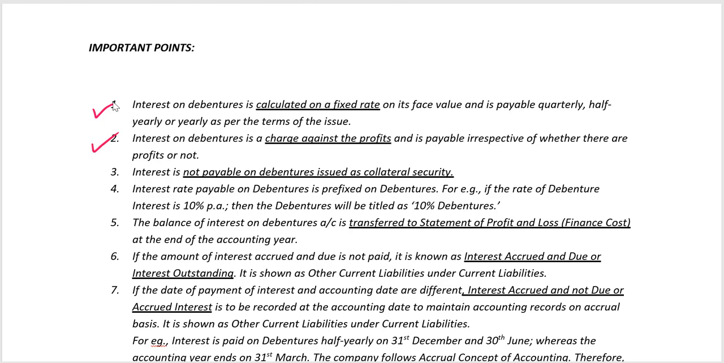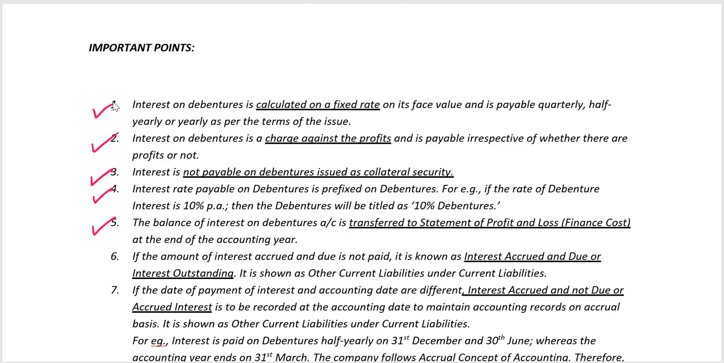Interest on debentures is a charge against the profits and is therefore payable irrespective of whether there are profits or not. We need to remember that interest is not payable on debentures issued as collateral security. The interest rate payable on the debentures is prefixed on the word debentures. For example, if the rate of debenture interest is 10% per annum, then the debentures will be titled as 10% debentures.